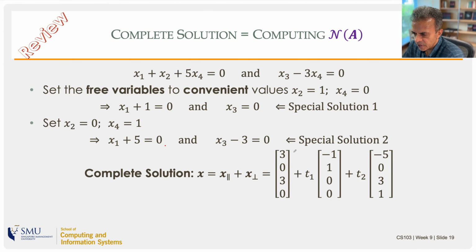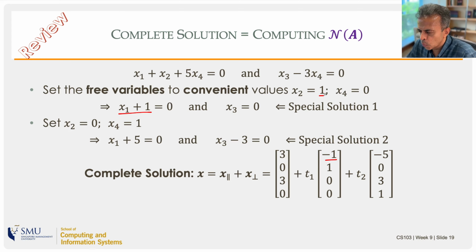So looking at it, you have a particular solution. Then you have a special solution coming from the fact that you have x1 equal to minus 1 from that equation. x2 was set to 1. x3 turned out to be 0, then x4 was set to be 0. So that's the first special solution. Then the second one, x1 turned out to be minus 5, x2 was set to be 0 because that's a free variable. You can set it to anything you want. x3 turned out to be 3 from this equation, and x4 was set to be 1. So that is the complete solution.